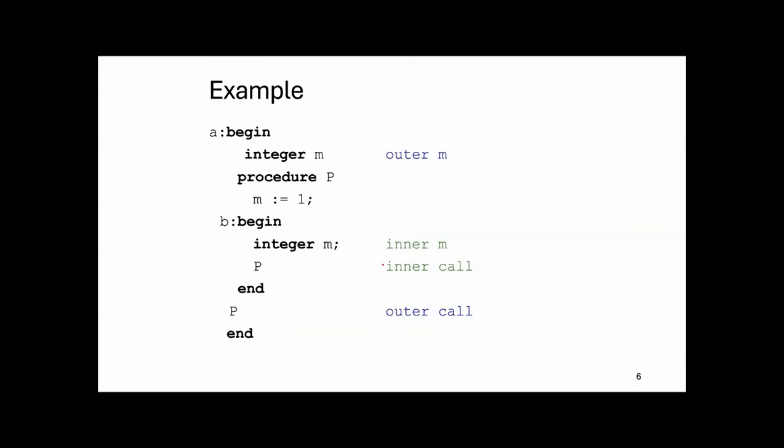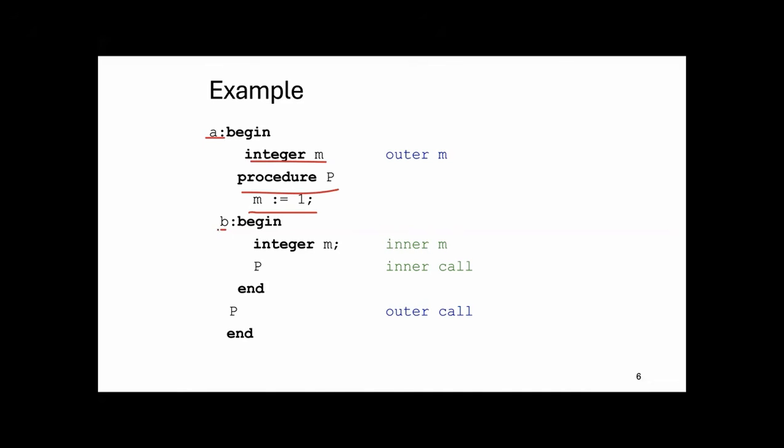So let's have an example here of a program and talk about dynamic scoping and static scoping and how that actually affects the scope of variables and how that affects our control diagram. And we're going to see the control diagram for both static scoping and dynamic scoping. So we have a very simple program here. We have two blocks, block A and block B. In block A, we have the integer, the name M declared. We have procedure P, and inside the procedure M is set to be 1.